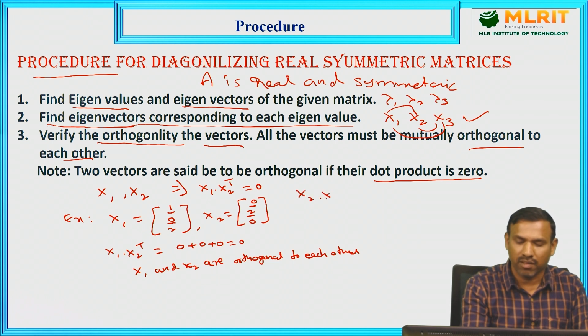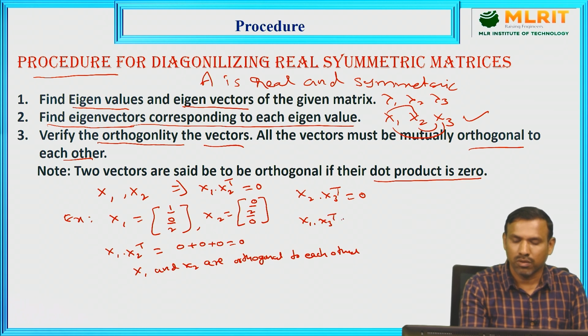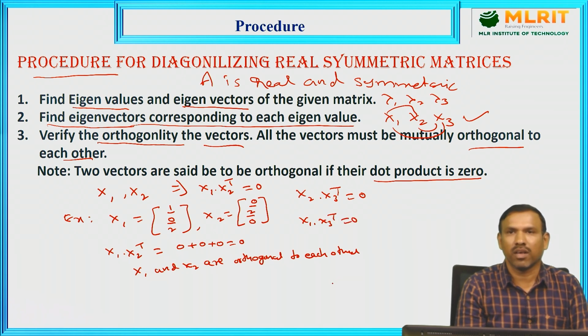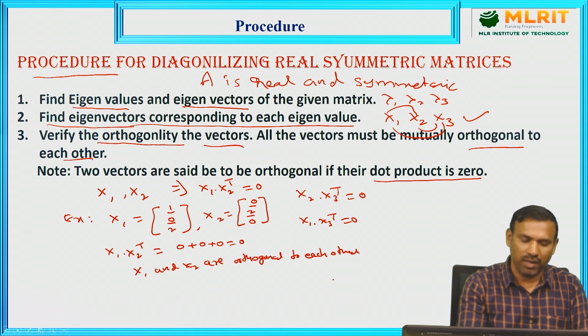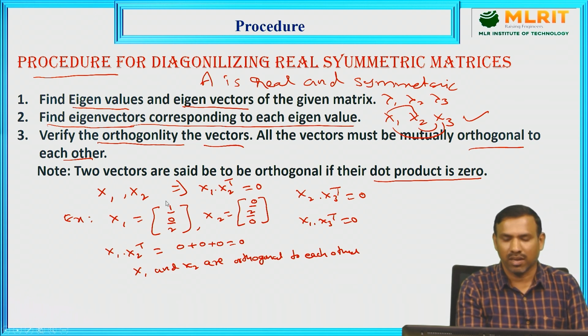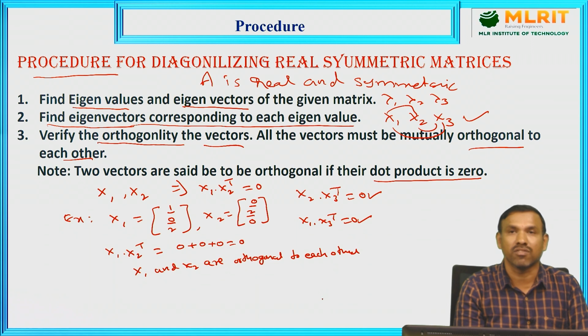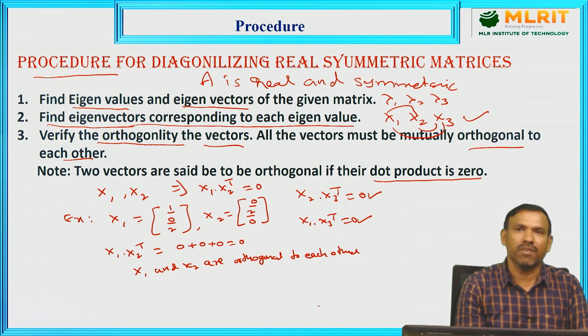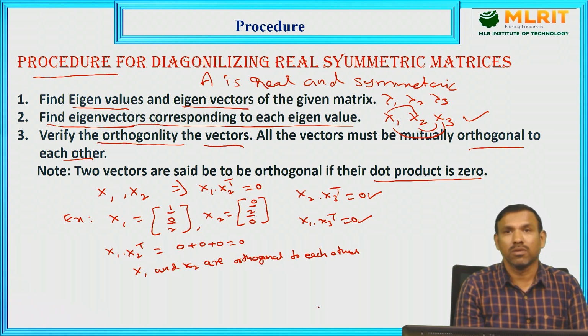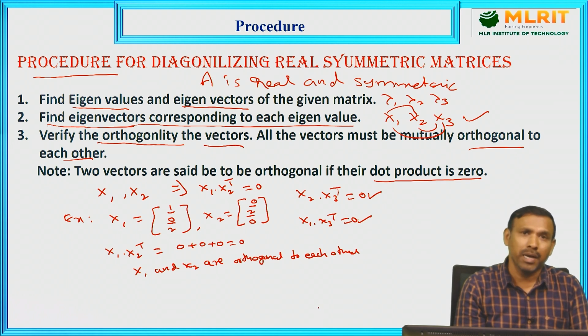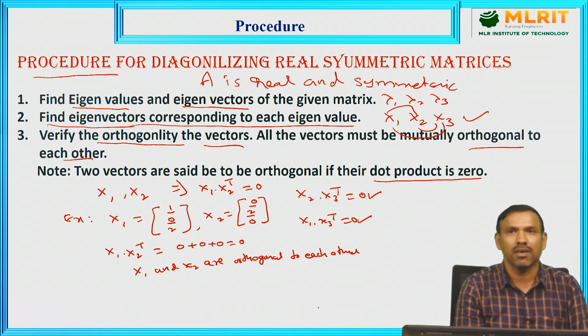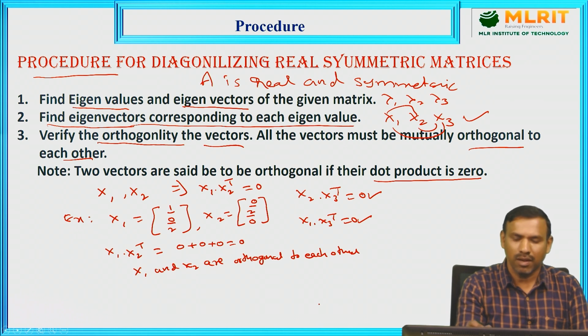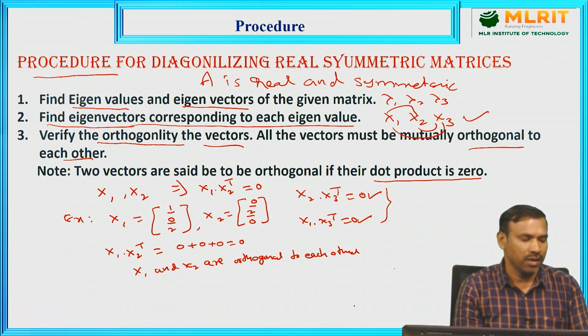Similarly, x2 dot x3 transpose is equal to 0 and x1 dot x3 transpose. All three possibilities x1, x2, x3 we have to check individually: x1, x2, x2, x3, x1, x3. All dot products we find. Suppose all the dot products are 0, then we can say the three vectors are mutually orthogonal to each other. If not orthogonal, what to do? We need to change any one of the values of the eigenvector so that they become perpendicular to each other. That we discuss in the problem. So generally, the first condition for orthogonal, this verification is very important, right.